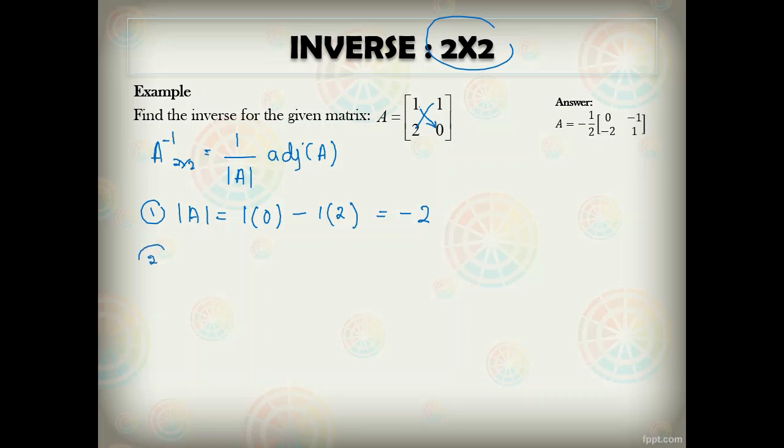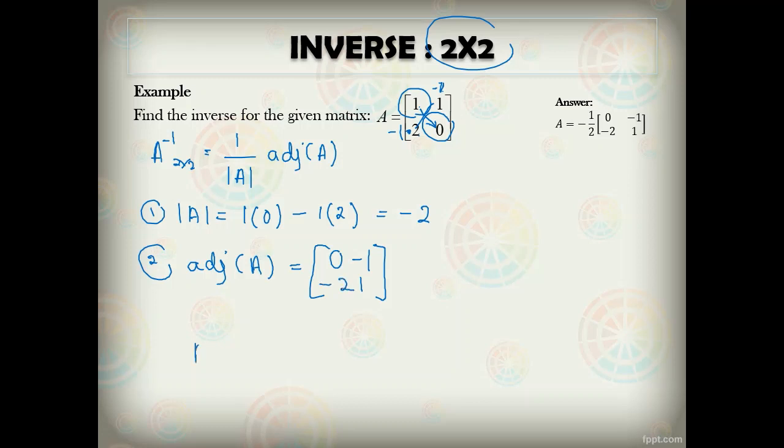Second step is to find the adjoint of matrix A. For a 2 by 2 matrix, you swap the position between A and D, so it becomes 0 and 1 here. Then you multiply B and C by negative 1. So negative 1 times 1 is minus 1, and negative 1 times 2 is minus 2.